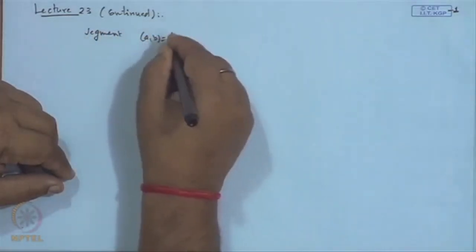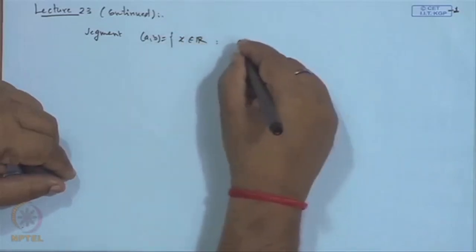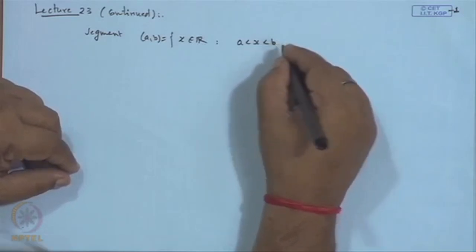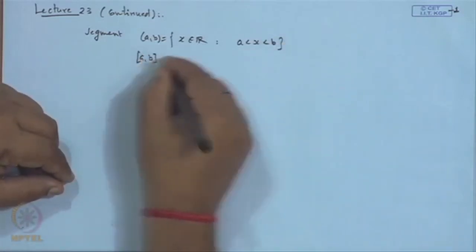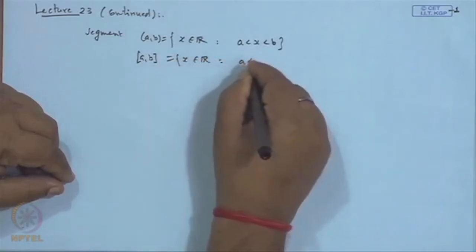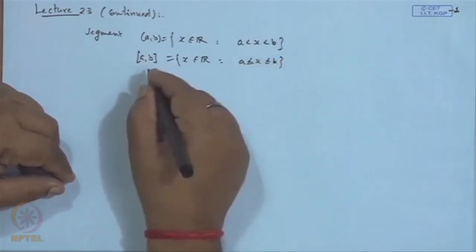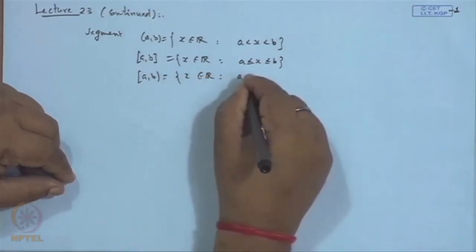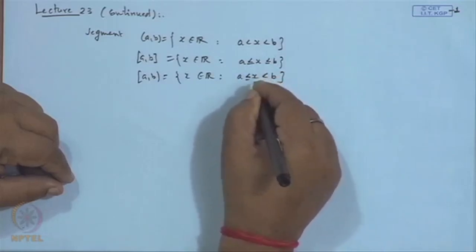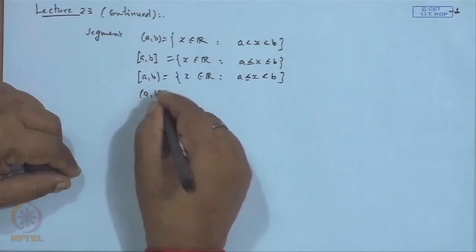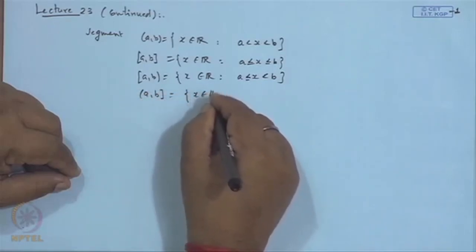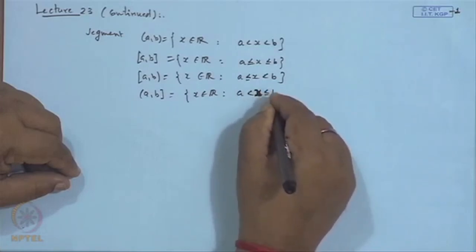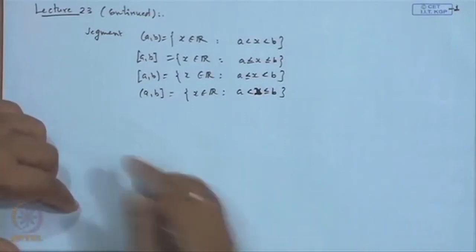The segment (a, b) means the set of all real numbers x such that a is strictly less than x less than b. This set we call an open set, an open interval. Then [a, b] means the set of all real numbers where a is less than or equal to x less than or equal to b. This is the closed interval, and these are the semi-closed intervals: the set of x belonging to R such that a is less than or equal to x less than b, bounded on the left-hand side and open on the right-hand side, while the other is bounded on the right-hand side and open on the left-hand side, a less than x less than or equal to b.